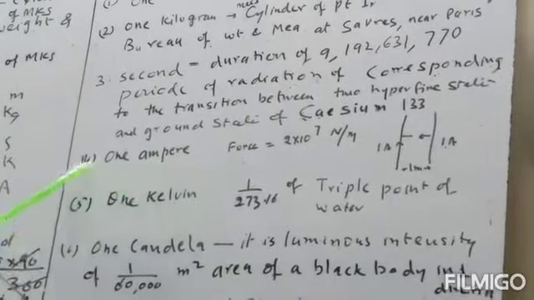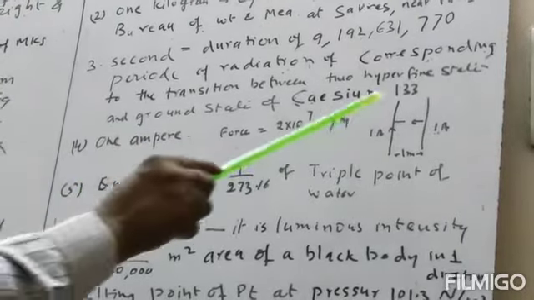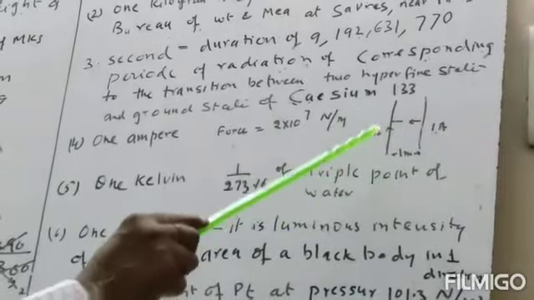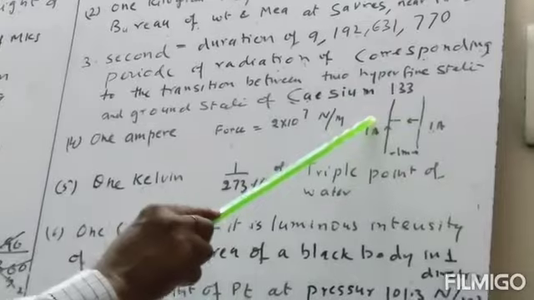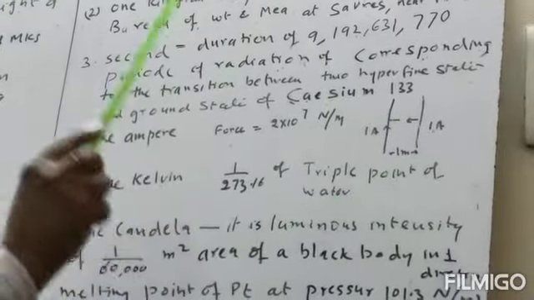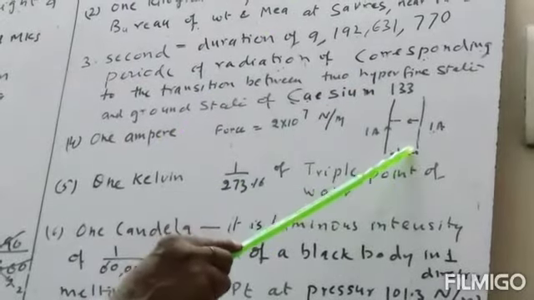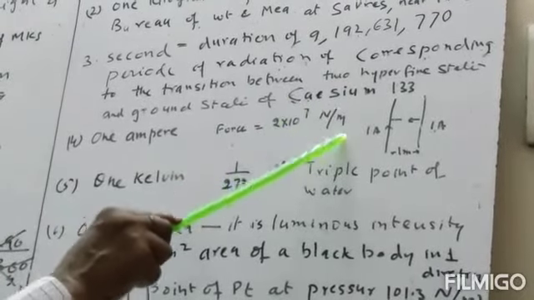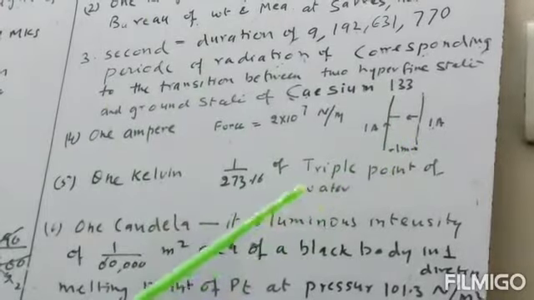The unit of current is 1 ampere. Now 1 ampere current can be defined as follows. If we have two very thin wires, and in each wire 1 ampere current is flowing in the same direction, and they are placed 1 meter apart, then the force of attraction between them is 2 into 10 raised to minus 7 Newton per meter. Then the current in each wire is 1 ampere.